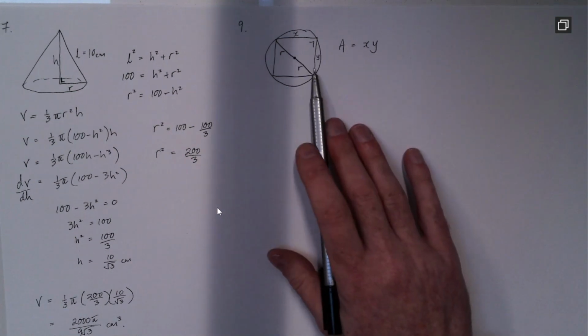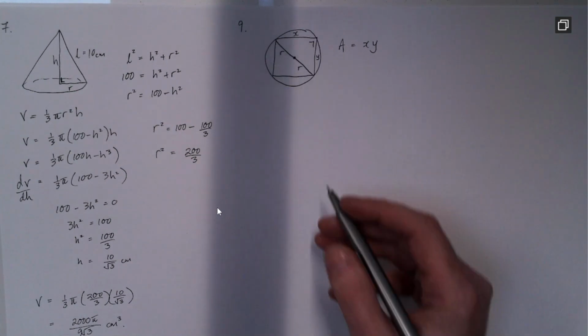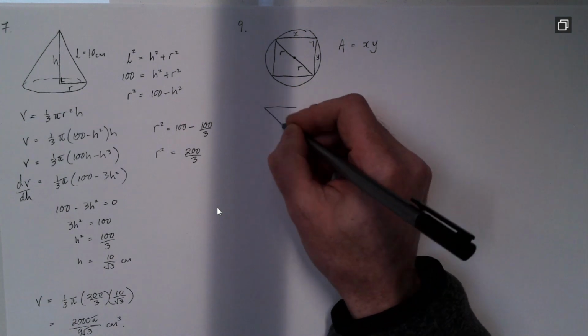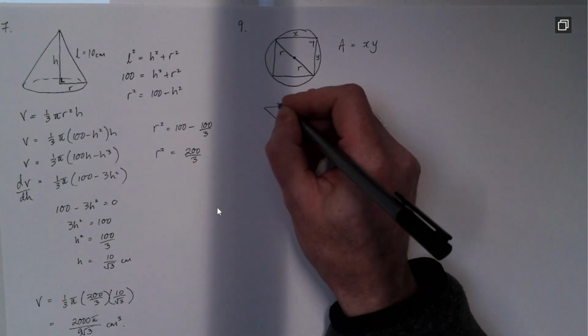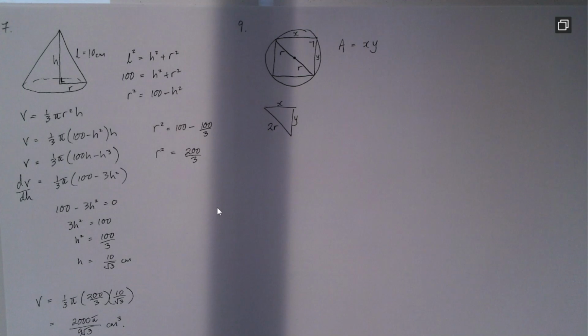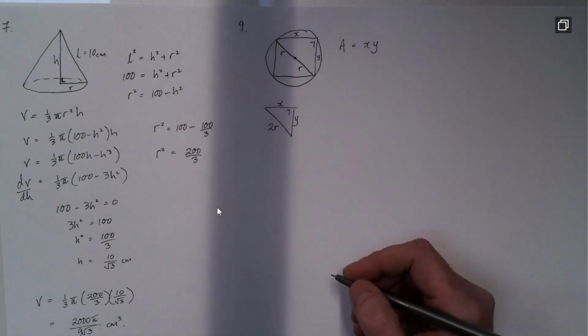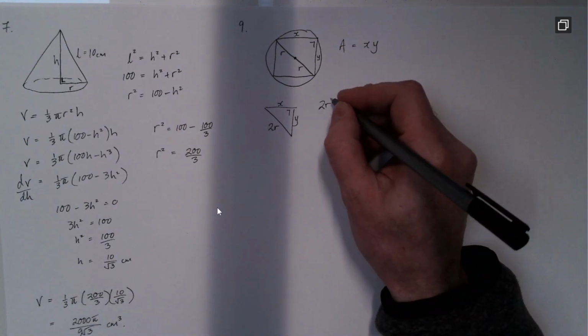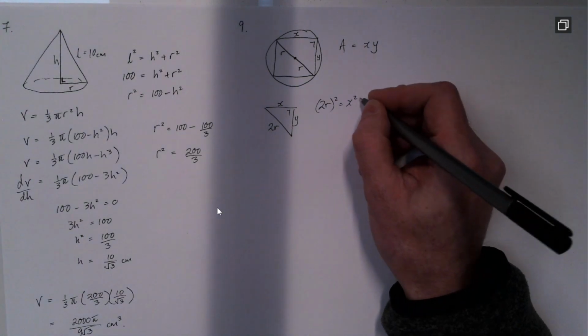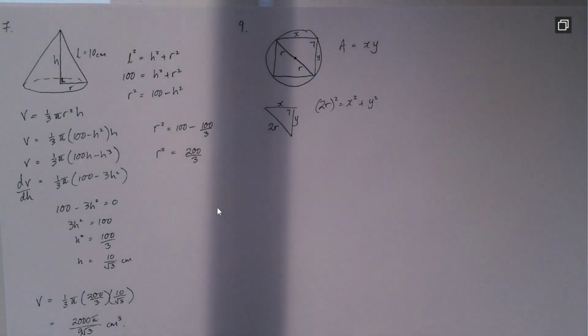Now, if we take a right angle triangle here, with sides x and y and the diagonal 2r, then using Pythagoras theorem, 2r squared equals x squared plus y squared. And just solve for x or for y. So we'll solve for y.